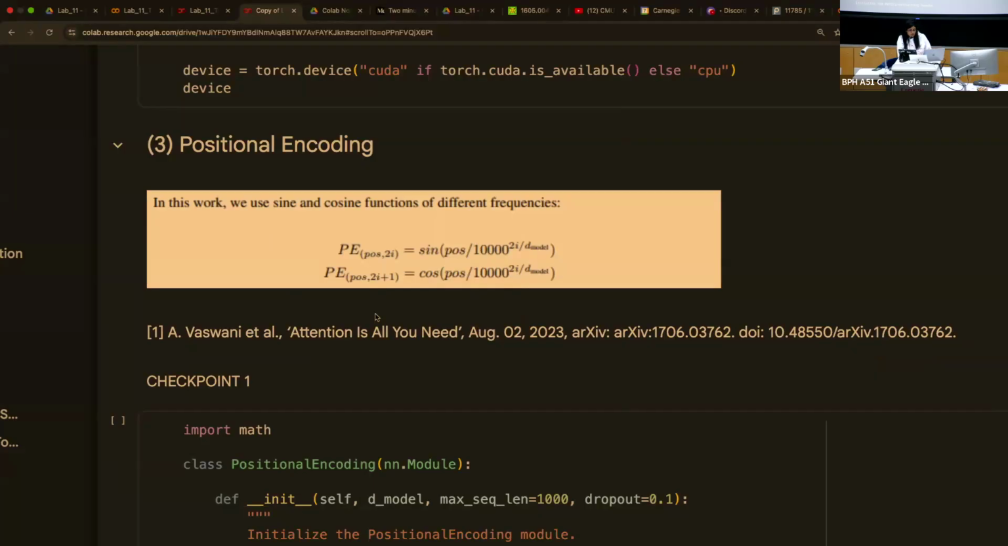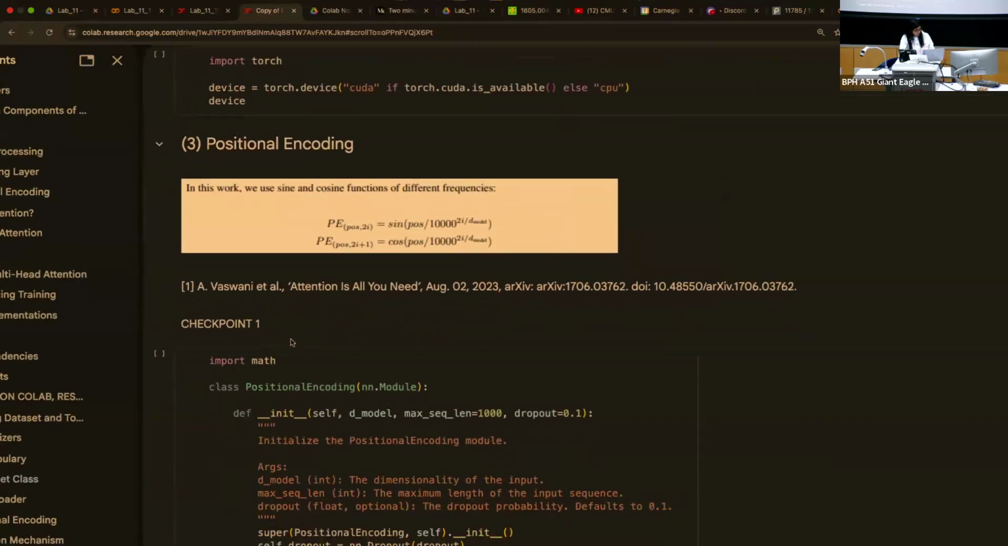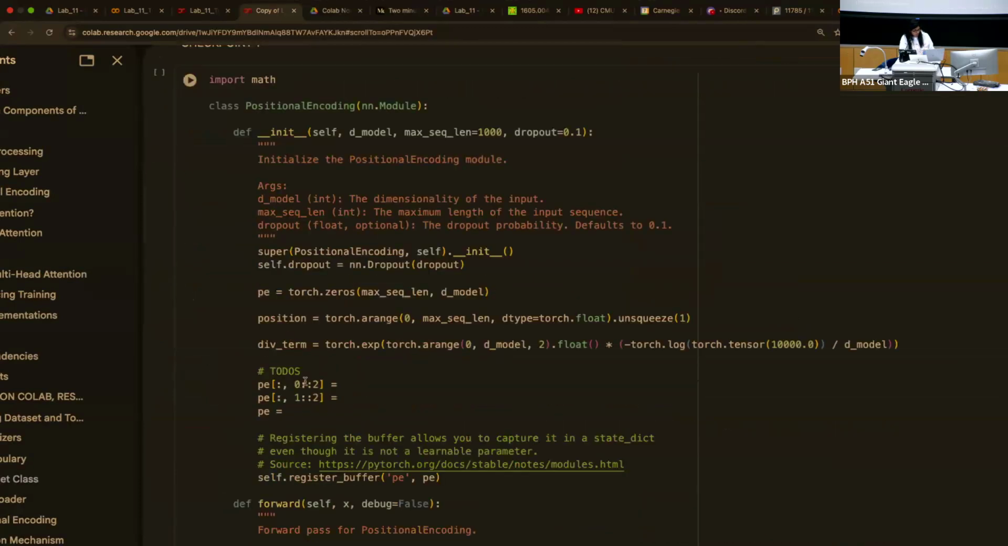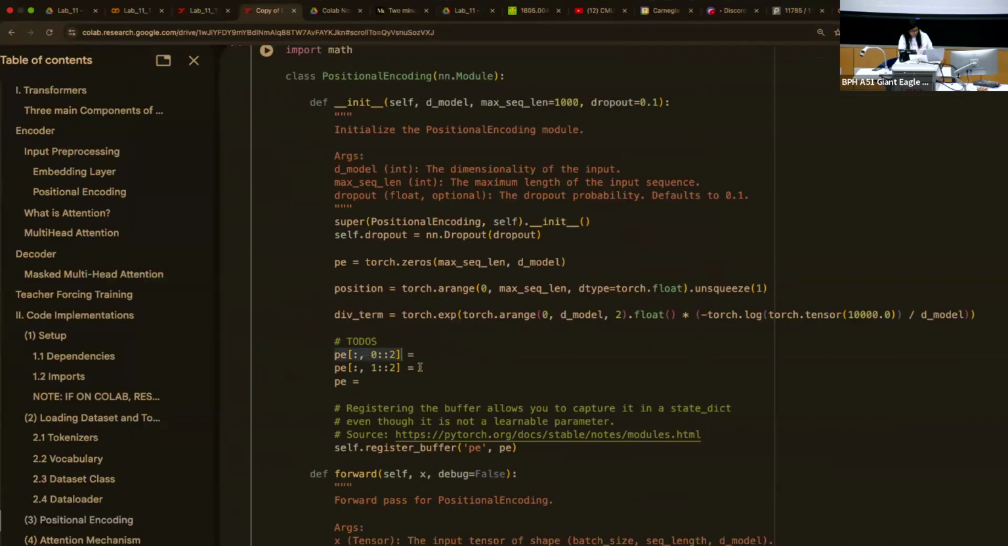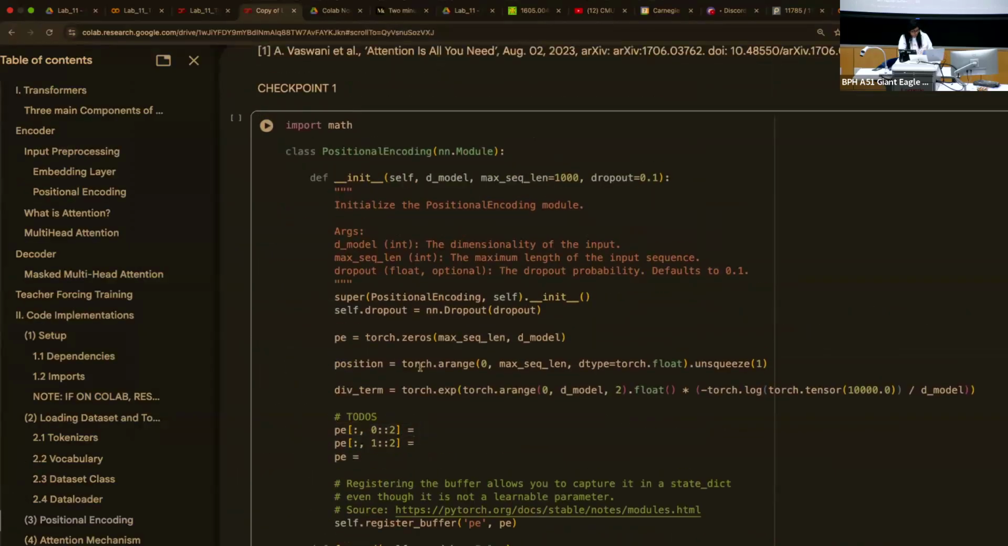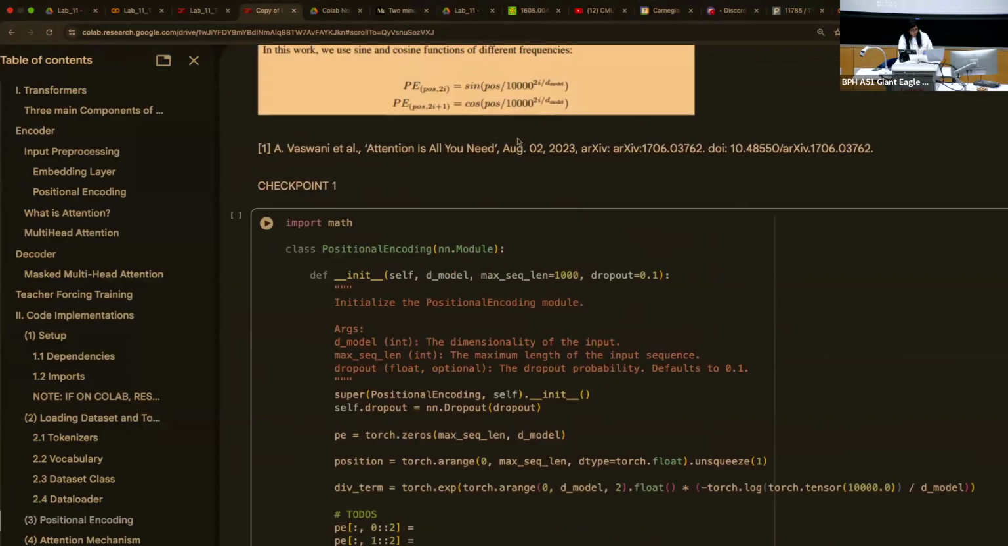As Judy also mentioned, we also have different kinds of positional encodings now. This is the most famous one because it was mentioned in the Attention Is All You Need paper, where transformers were first introduced. So the first checkpoint is initializing the sine and cosine positional embeddings using this formula.